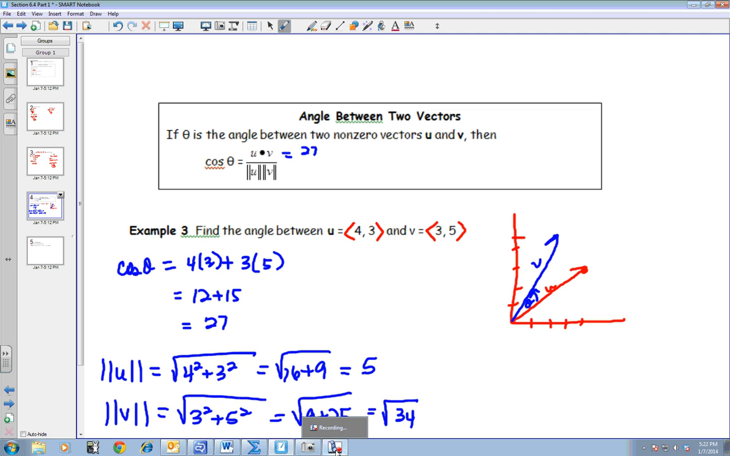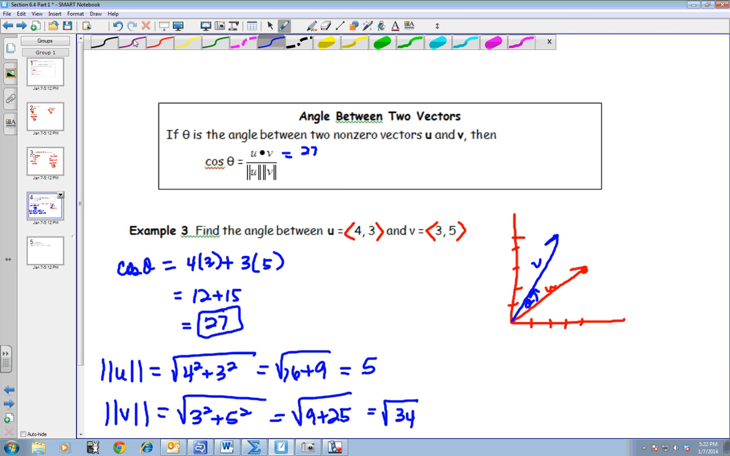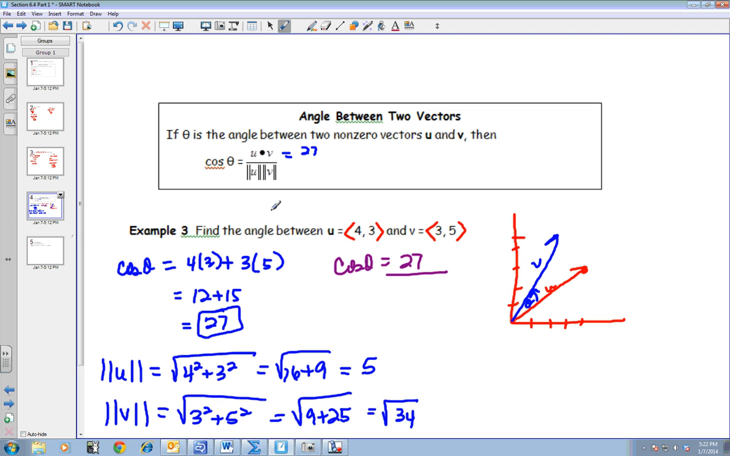So now I'm going to plug all that into the formula. I know what my dot product is, I know what the magnitude of u is and the magnitude of v. So I'm going to have, let me change colors, cosine theta equals the dot product of u and v, which is 27, over the magnitude of u, which is 5, times the magnitude of v, which is the square root of 34.